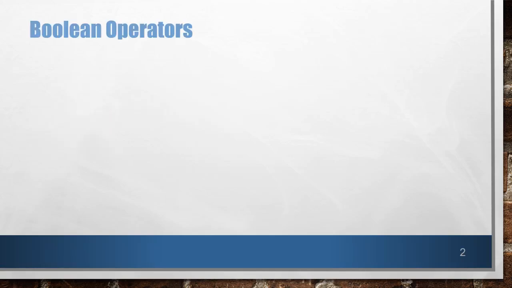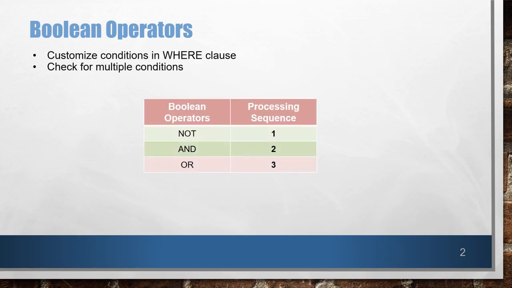In the where clause, we check whether each of the records meets the conditions or not. To customize the conditions, we make use of the Boolean operators NOT, AND, and OR. Similar to what we have learned in the programming classes, the NOT operator reverses the true-false value. The AND operator and OR operator allow us to check for multiple conditions. When we have multiple Boolean operators in the where clause, NOT is processed first, followed by AND, and lastly OR.